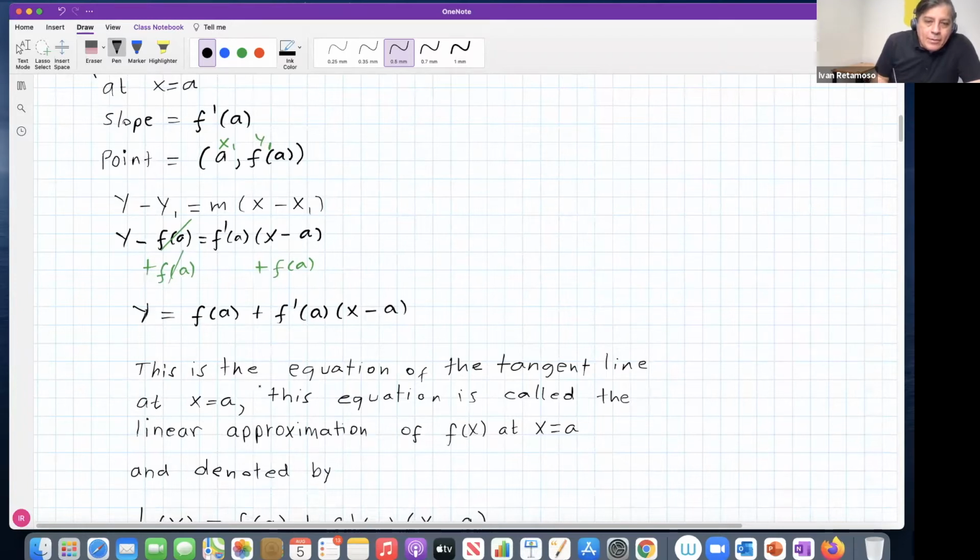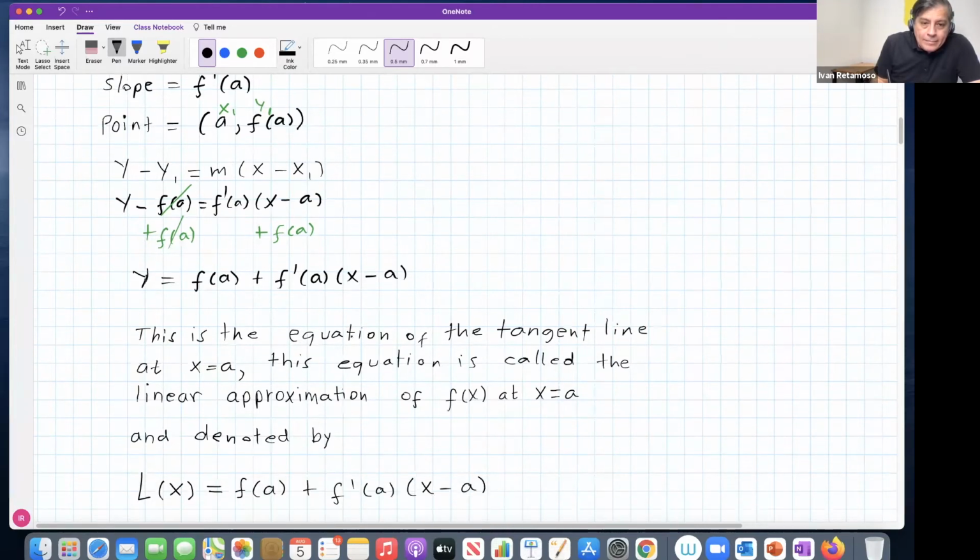So we can approximate our function, our curve, with this linear function, right? Easier to deal with. And mathematicians call this function the linearization. So this is called the linearization of the function at the base point a, okay? At the base point a.